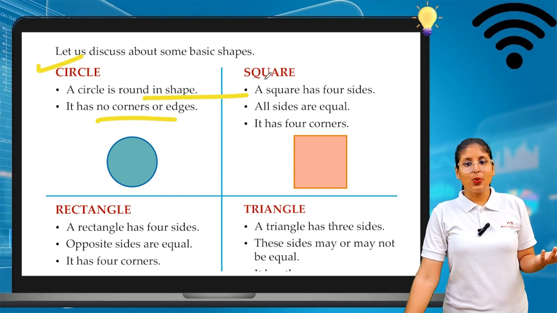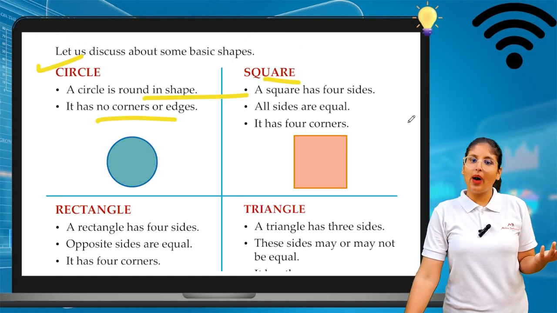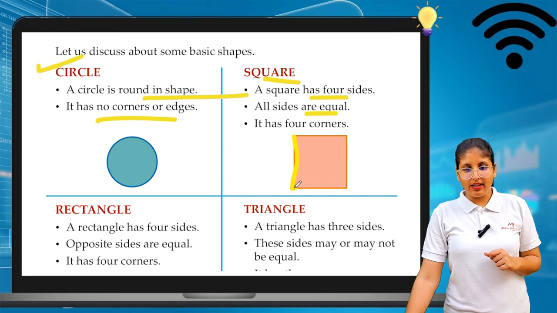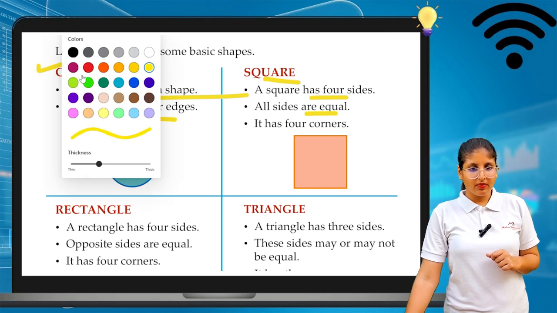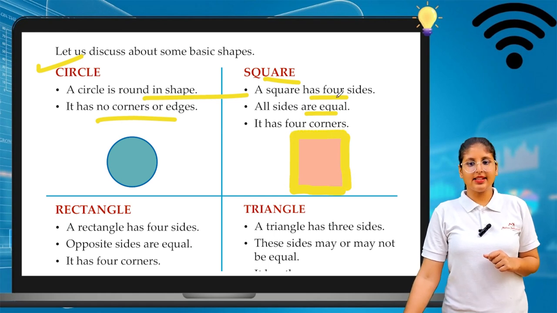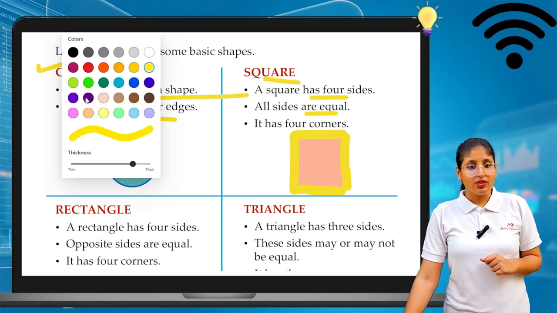Okay. Next is square. The name of that shape is square. A square has 4 sides. So how many sides are in the square? 4. All sides are equal. So all sides are equal in a square. Here we can see, just observe this picture once again. You see, this line is equal to this line, is equal to this line, is equal to this line. All these lines are equal. Yes or no? Tell me. So this is a square.